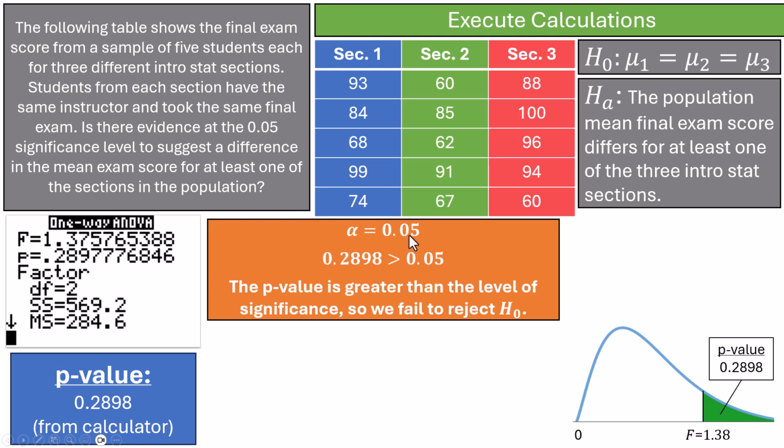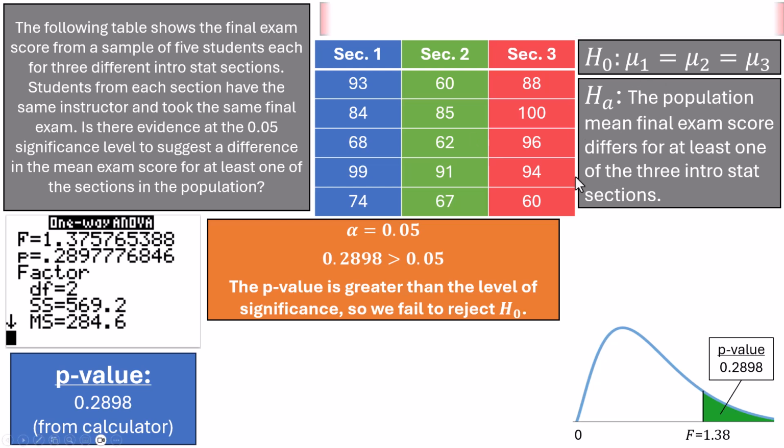Our level of significance is 0.05, they told us, and our p-value of 0.2898 is greater than that. So as you might remember, when the p-value is high, the null will fly. So we are going to be failing to reject the null hypothesis. So we didn't have enough evidence to suggest that there was a difference here based on our data.